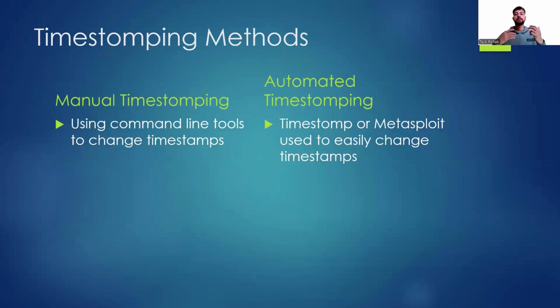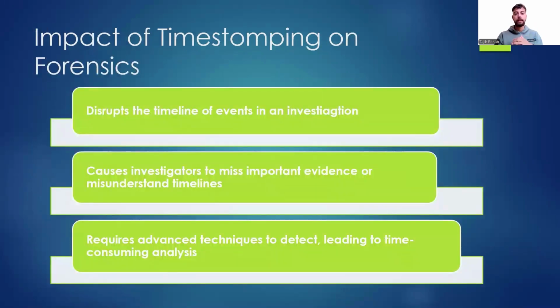For time stomping there are two methods: manual time stomping and automated. Manual can be done using a command line tool. It can be done within the Windows system itself. Automated uses other software and tools. To mention, timestomp and Metasploit have libraries which you can use to modify the file information to your liking.